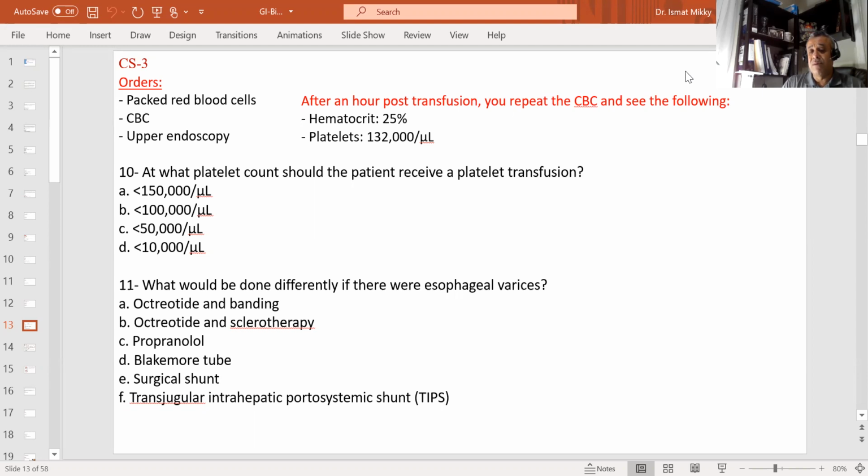The sclerotherapy is only done if the banding cannot be performed for a technical reason. And we will cover all of these modalities or treatments for patients with liver cirrhosis extensively in Adult Health 3.